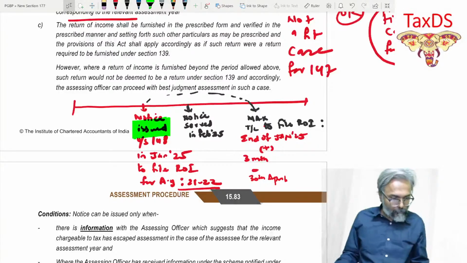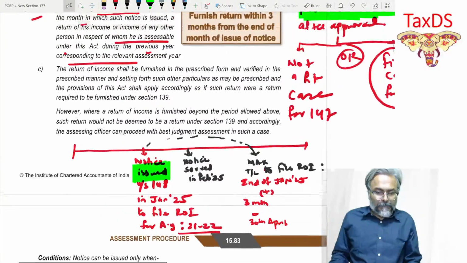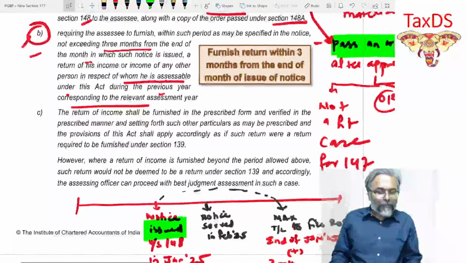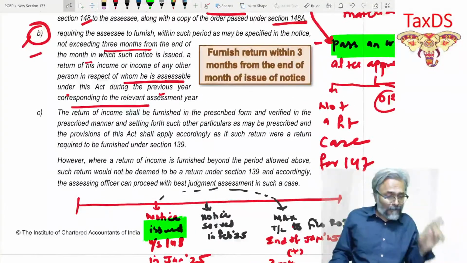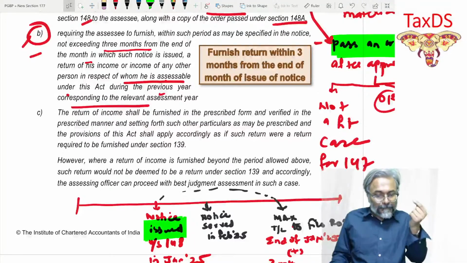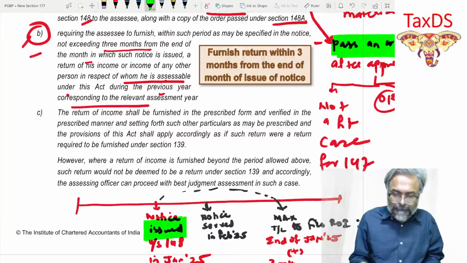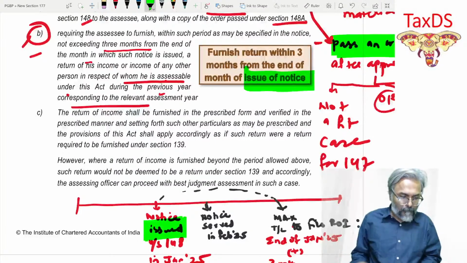Yes, students. So this is from the issue. The 3 months that we are talking about is from the issue of the notice. So just be very, very careful. Issue of the notice.